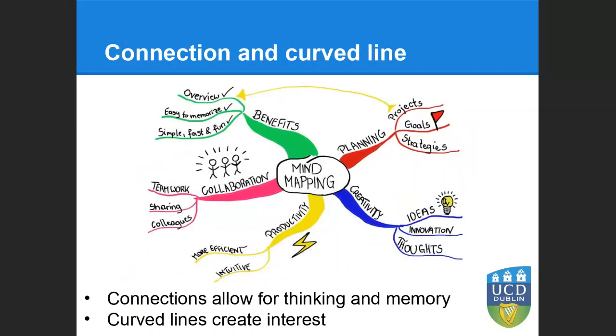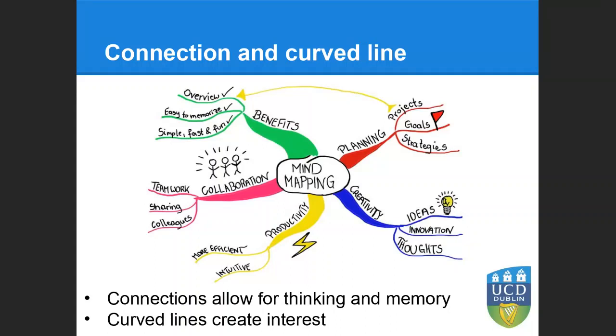So mind maps traditionally have connections, so they're those branches, so everything is connected to at least one other thing. And that is very important to how they work, as those connections are really important in thinking and memory.